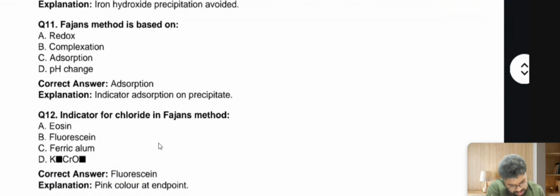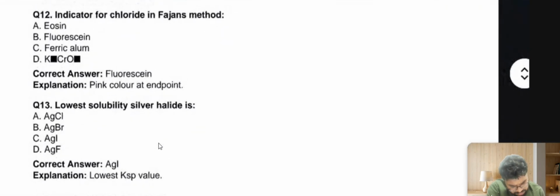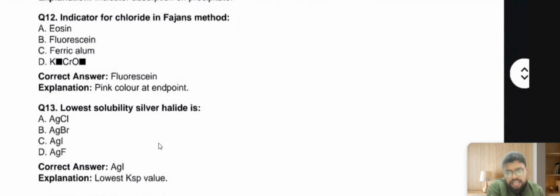Let's see question number 13. Lowest solubility silver halide is AgCl, AgBr, AgI, AgF. The correct answer is AgI, silver iodide. Why does silver iodide have the lowest solubility? Because it has the lowest Ksp value.